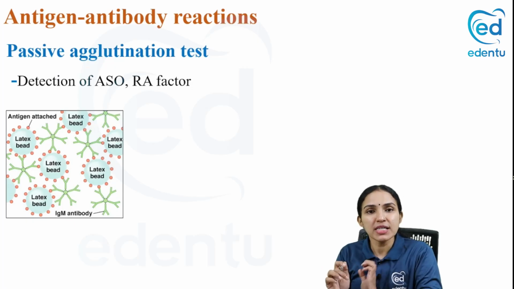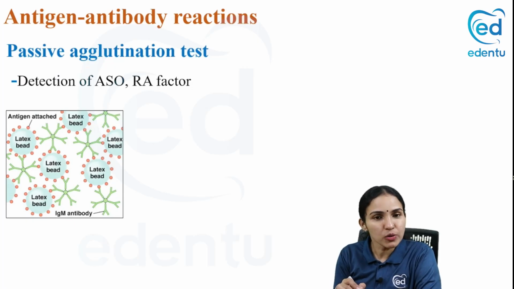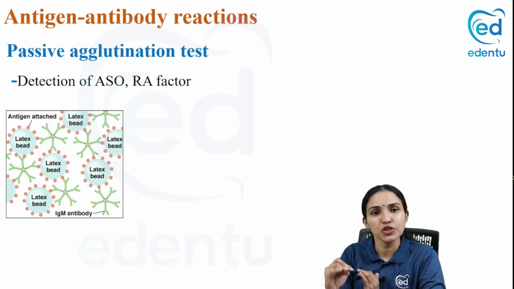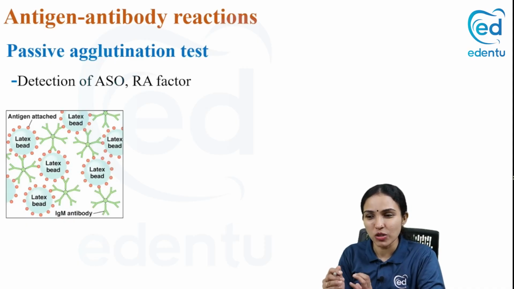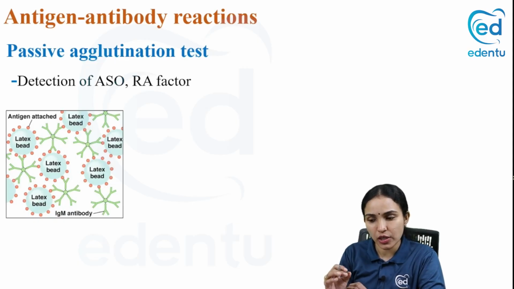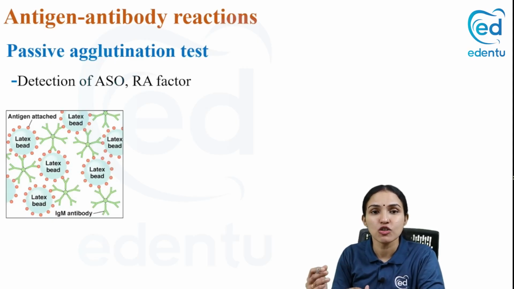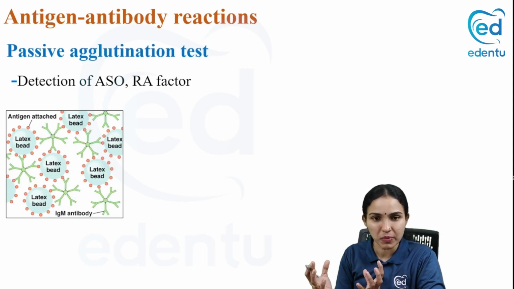Now coming to passive agglutination. It is a kind of test where you convert a precipitation reaction into an agglutination reaction. In a precipitation reaction, the antigens are soluble antigens, so the precipitate is a very small complex and very difficult to visualize. You want to convert it into an agglutination. For that, you have to make the soluble antigen into an insoluble antigen, a bigger molecule.